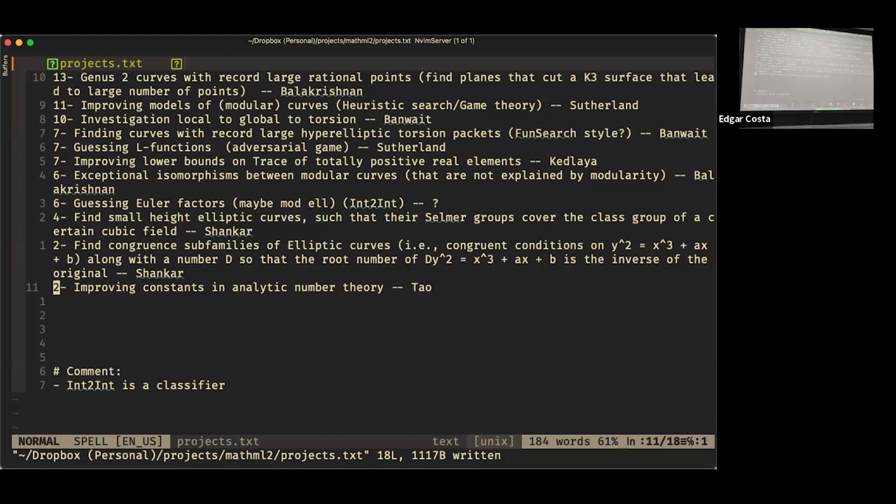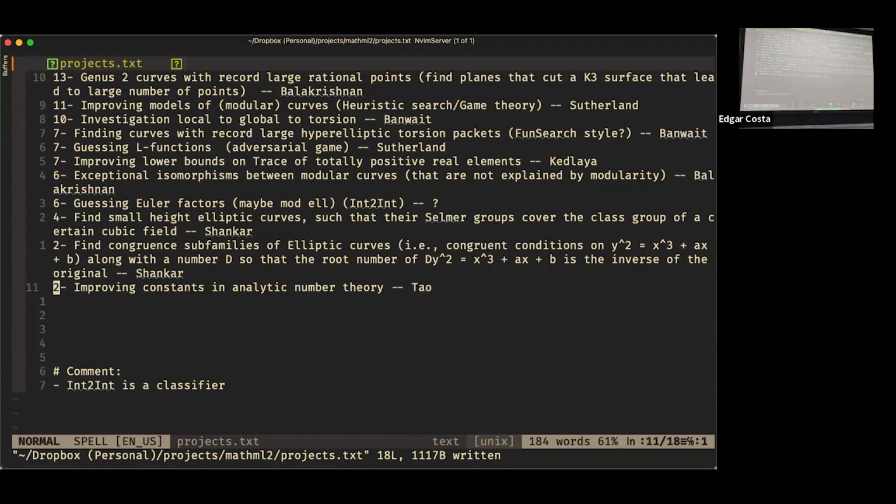So 2 is the minimum. If 2 people really think it's worth sticking to a problem today, it's fine, but we're trying to find maybe 4 people. That would be the ideal group size. So I'll start with improving constants in linear theory by Terence Tao.